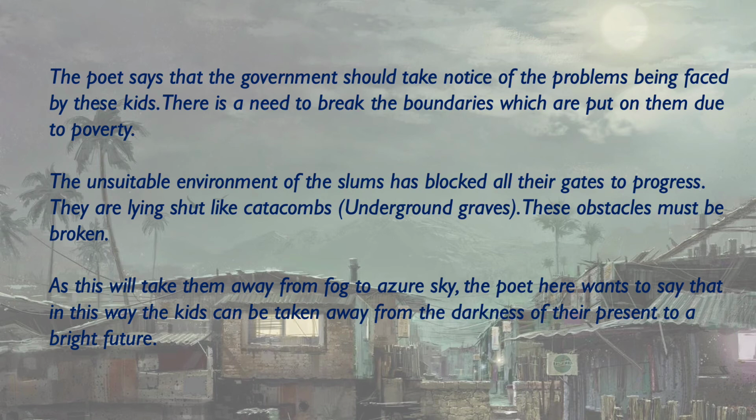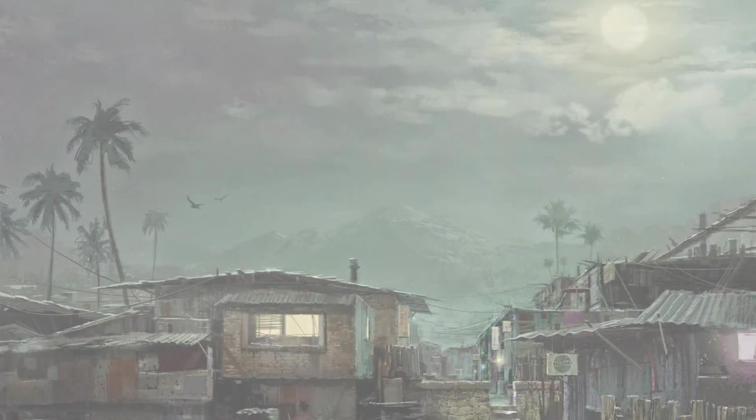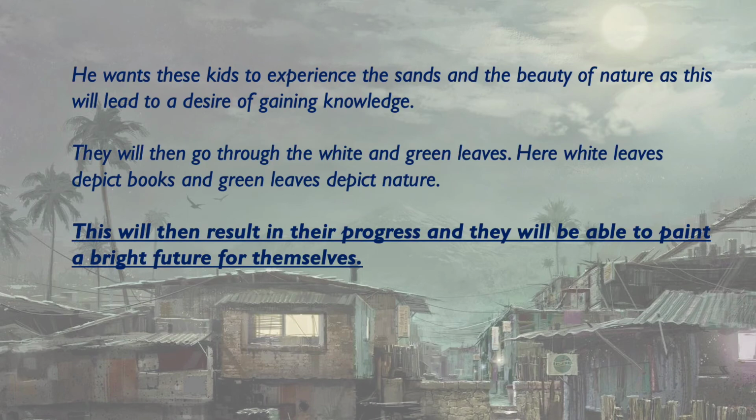As this will take them away from fog to azure sky, the poet here wants to say that in this way the kids can be taken away from the darkness of their present to a bright future. So, children, he wants these kids to experience the sands and the beauty of nature, as this will lead to a desire of gaining knowledge.